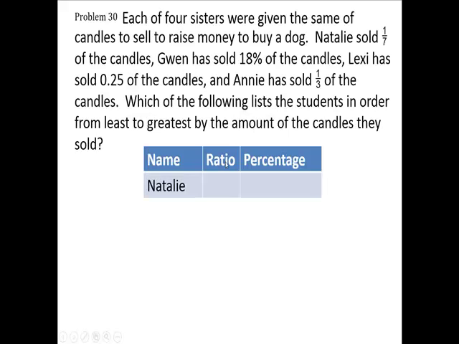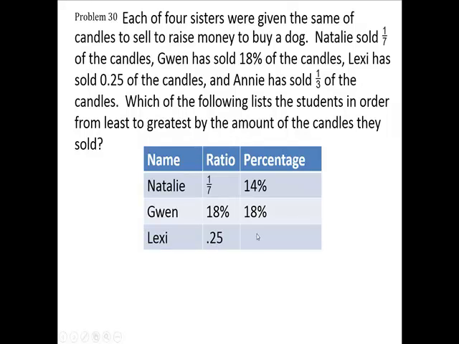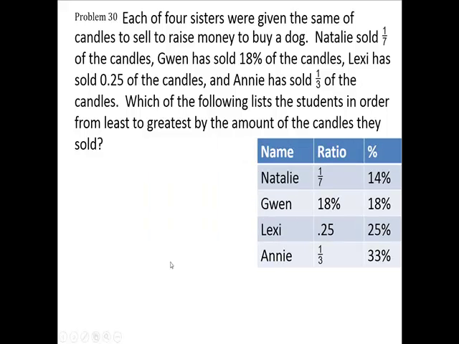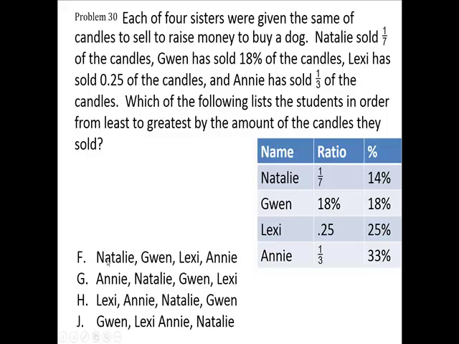So here's my four figures here. 1/7 for her was 14%. 18 is still 18. 25 is 25%, and 1/3 was 33 1/3%, which I call about 33. These are already in order, aren't they? From least to greatest. So I'm going to put Natalie, Gwen, Lexi, and Annie. I'm going to pick answer F.